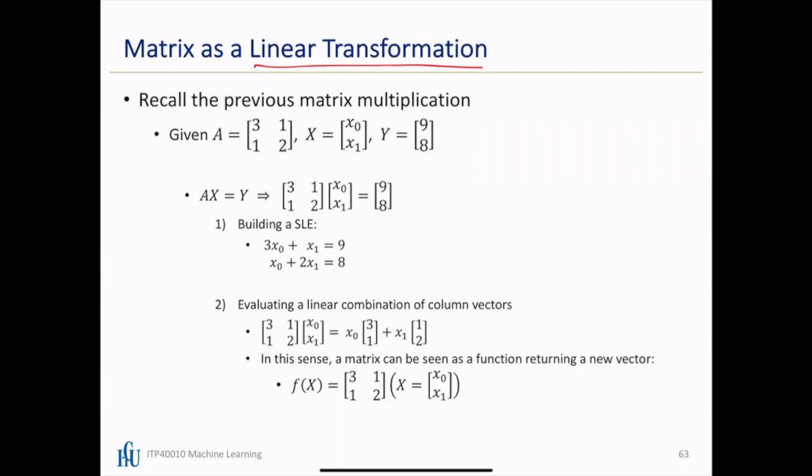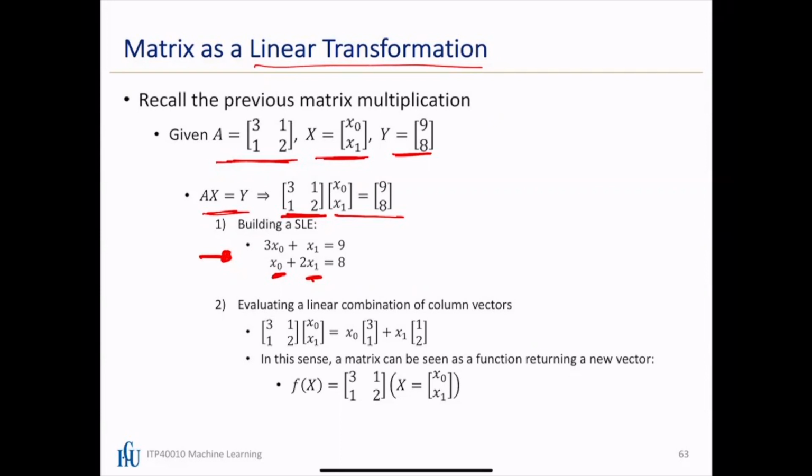So let's recall the previous matrix multiplication. Given the coefficient matrix, we wanted to find the unknowns. And here comes the target output. So we built AX equal Y, and we can expand it using the original matrix. Like we discussed, we can build a system of linear equations to find x0 and x1.